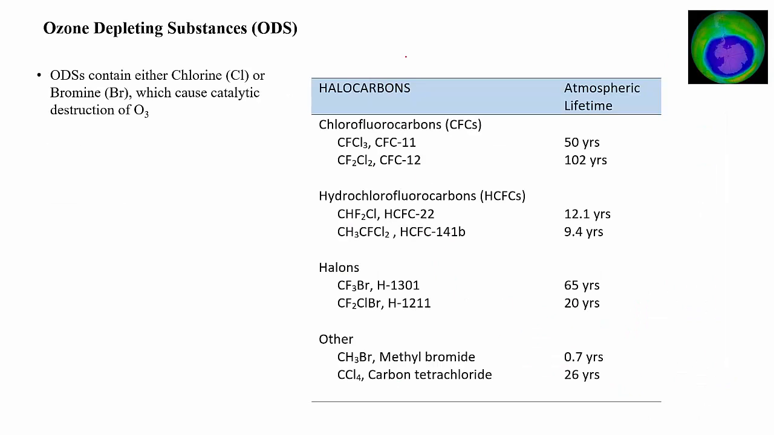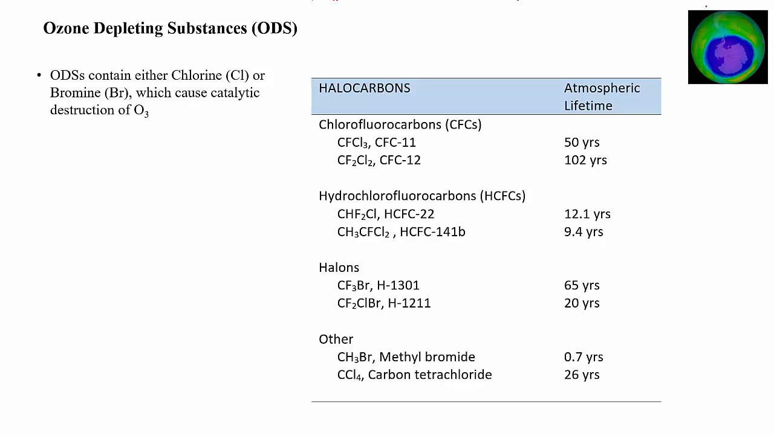So far I've talked mainly about CFCs, but there are several other classes of ozone depleting substances that you should be aware of. This table shows some of the other substances. The common factor is that ozone depleting substances contain either chlorine or bromine. Both chlorine and bromine cause the catalytic reaction that destroys ozone, as I discussed earlier in this lecture.